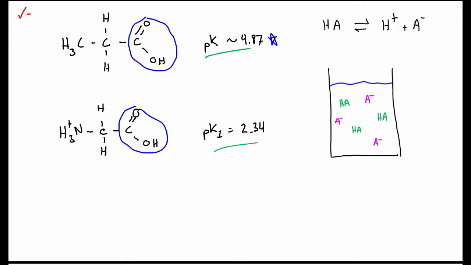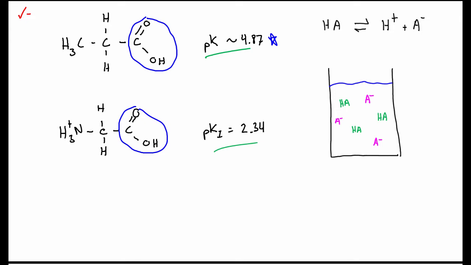So going back to our example here with propionic acid and glycine, it takes a pH of 4.87 to obtain this equal point, where we have equal amounts of conjugate base and the protonated form. Now compare that to glycine. Well, it takes a much lower pH to obtain that. It's 2.34. Now, as pH drops, hopefully you recognize this, proton concentration goes up. You get more and more protons.